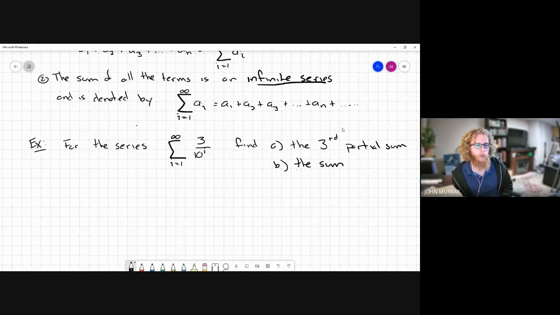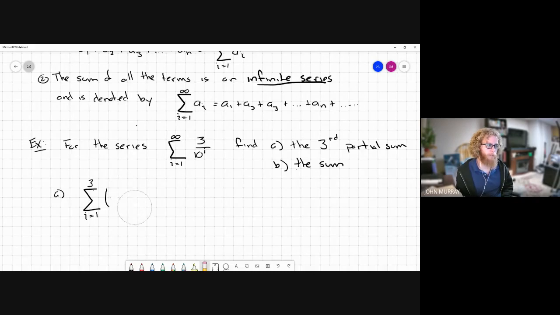So first we want to find the third partial sum, and then B, we want to find the sum of this series. When they say the partial sum, that's telling you you're going to replace the infinity with whatever number that they tell you you're looking for. So for the first one, we're going to go from 1 to 3 of 3 over 10 to the i power.